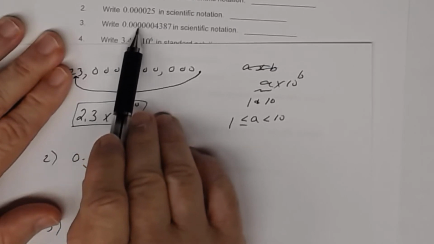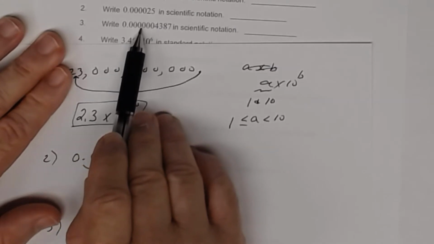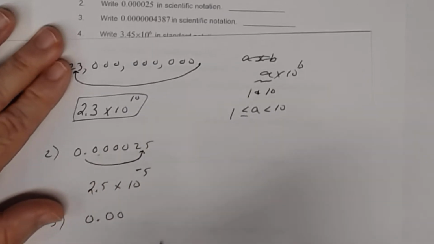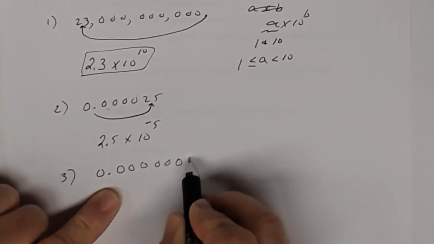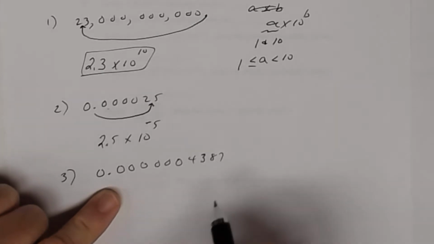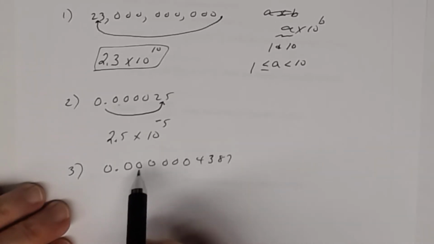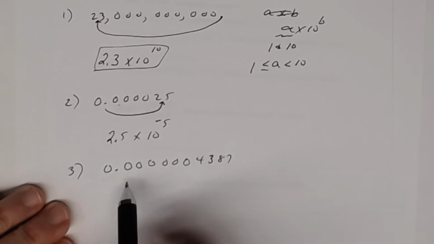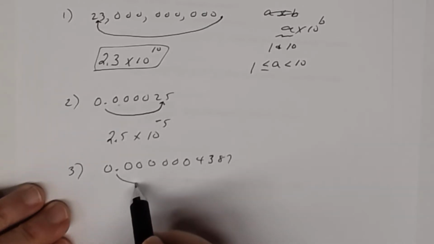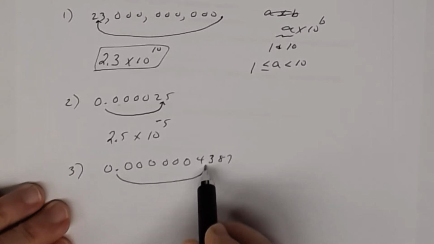So 1, 2, 3, 4, 5, 6. So there's 6 zeros. So 1, 2, 3, 4, 5, 6, and then 4, 3, 8, 7. All right, so this is a number less than 1. This is a 0. I cannot have a 0 in scientific notation. So I'm going to move this decimal point all the way until I get between 4 and 3.